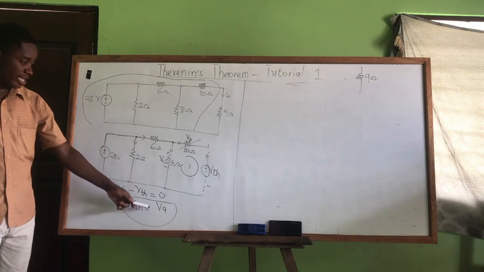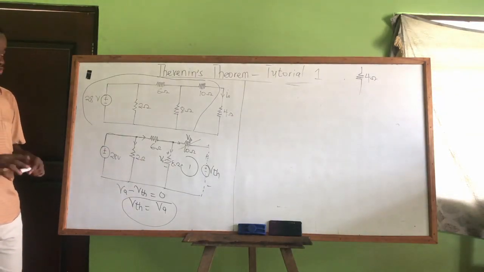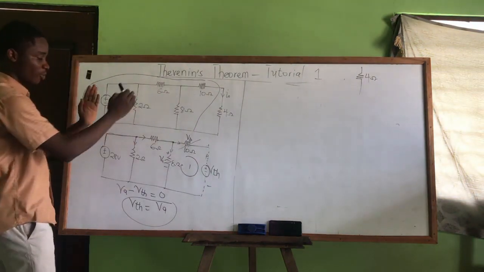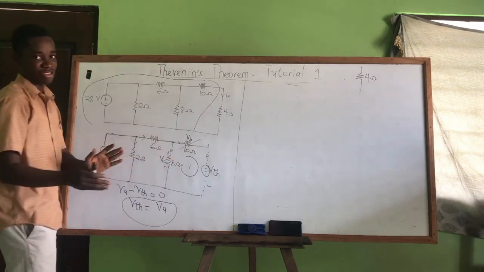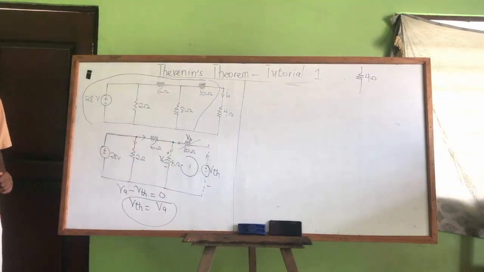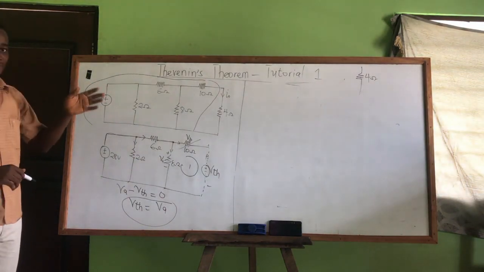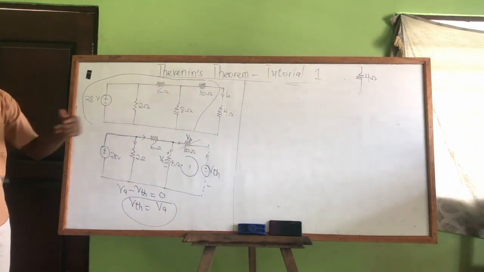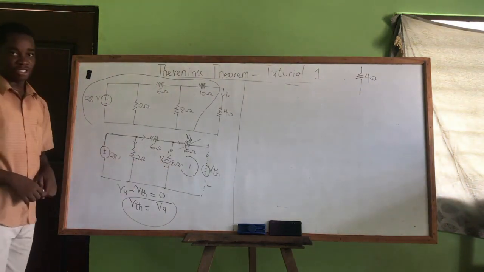VA is the voltage across the 8 ohms resistor. So your job here is to use this circuit to calculate the voltage across the 8, which you know is the same as your VTH. Very simple. So first of all, identify what your VTH will be equal to, then use the circuit to solve for that voltage, which is the same as your VTH. So we are going to use this diagram to get what? The voltage for the 8.